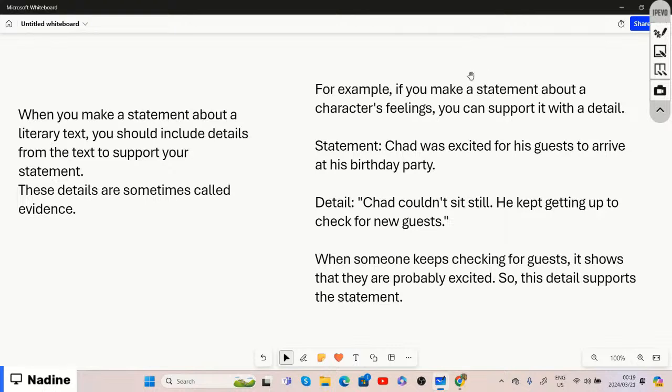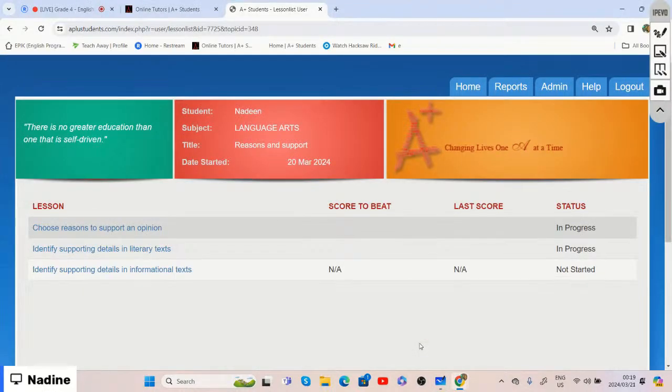All right, so we are doing our tutorial lesson on aplusstudents.ca. And we said our chapter is reasons and support. So we're going to the first lesson, which is to choose reasons to support your opinion.